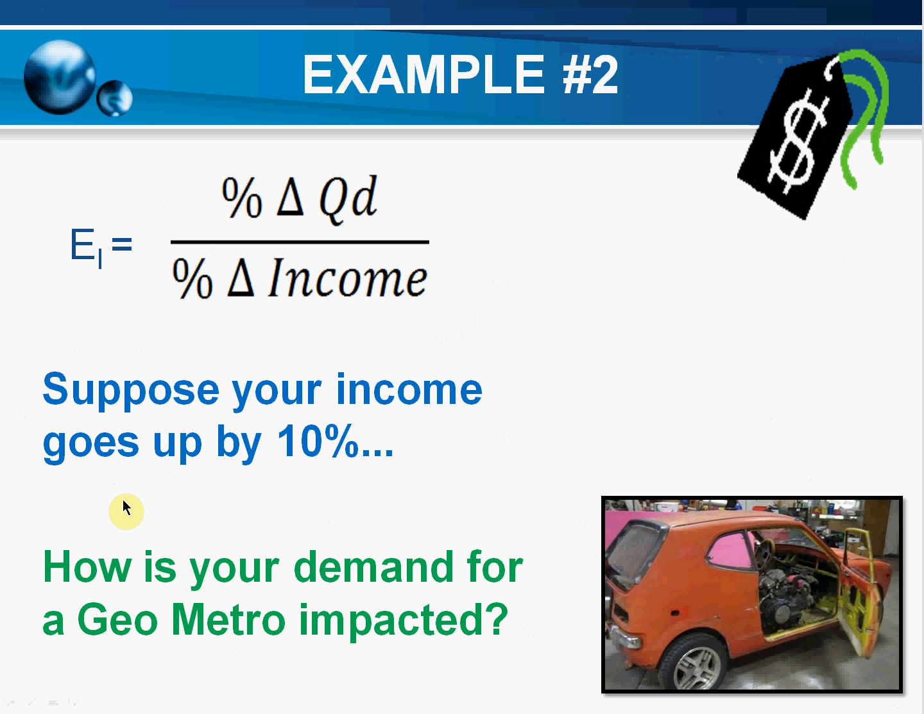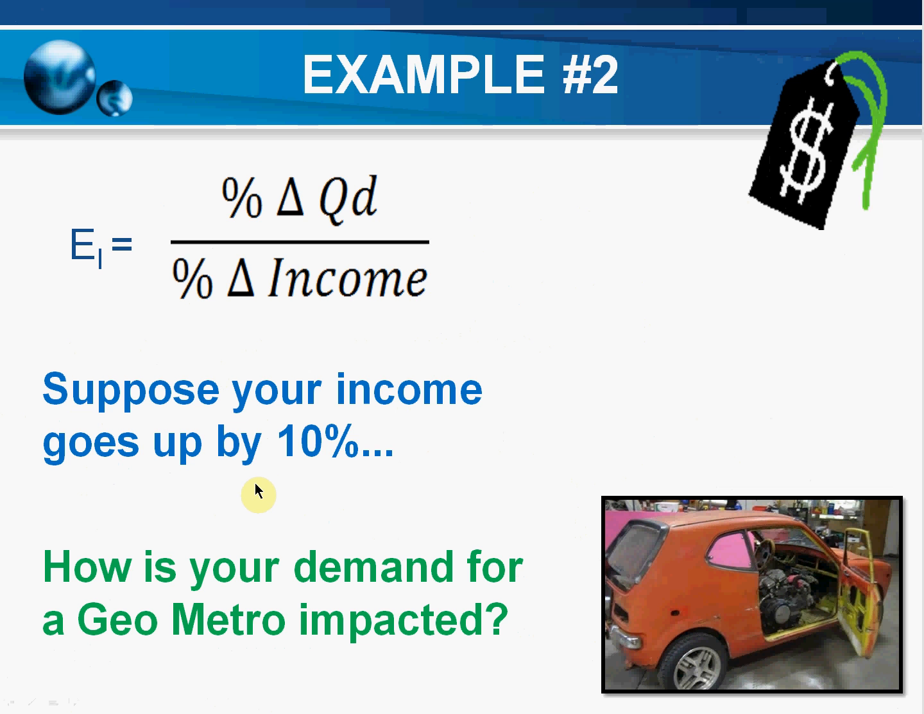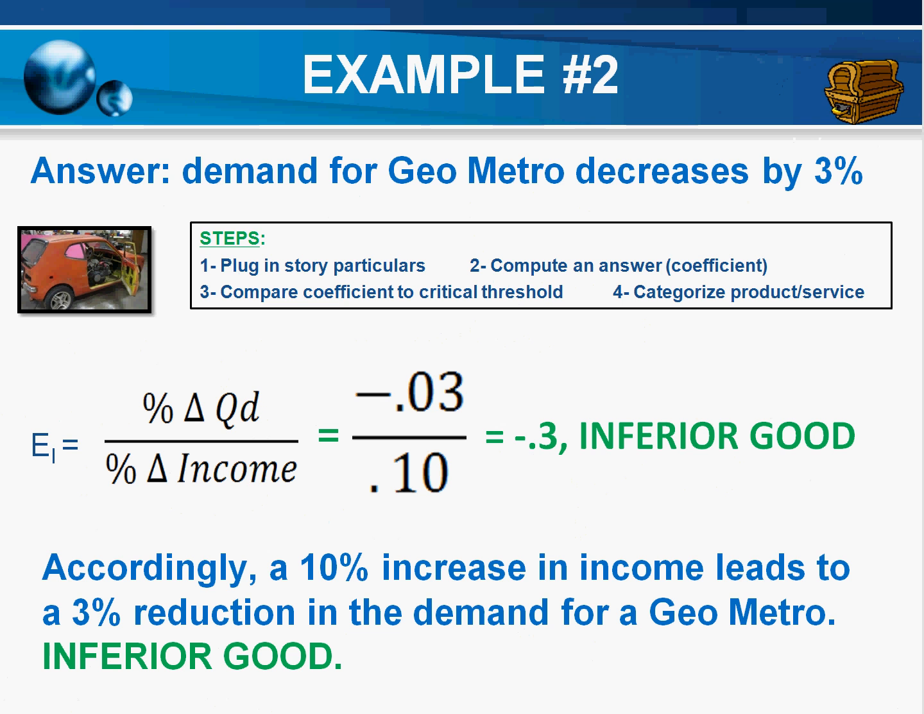Let's look at a second example. Let's start again by supposing that your income increases by 10%. How is your demand for Geo Metro impacted? Now, I can speak to this because I drove a Geo Metro for several years. The answer is that the demand for Geo Metro decreases or falls by 3%.